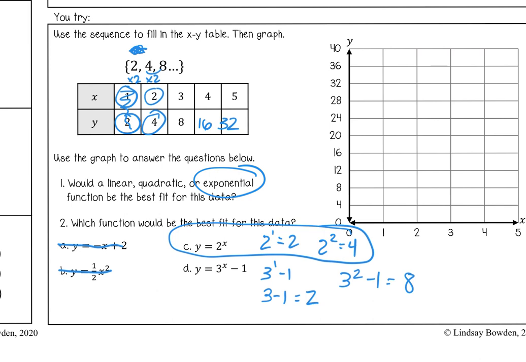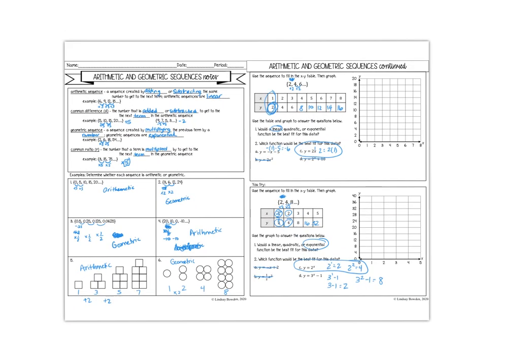That's pretty much all there is. So if you have any questions, let us know. You're going to be writing these down and taking a picture and then turning that in.